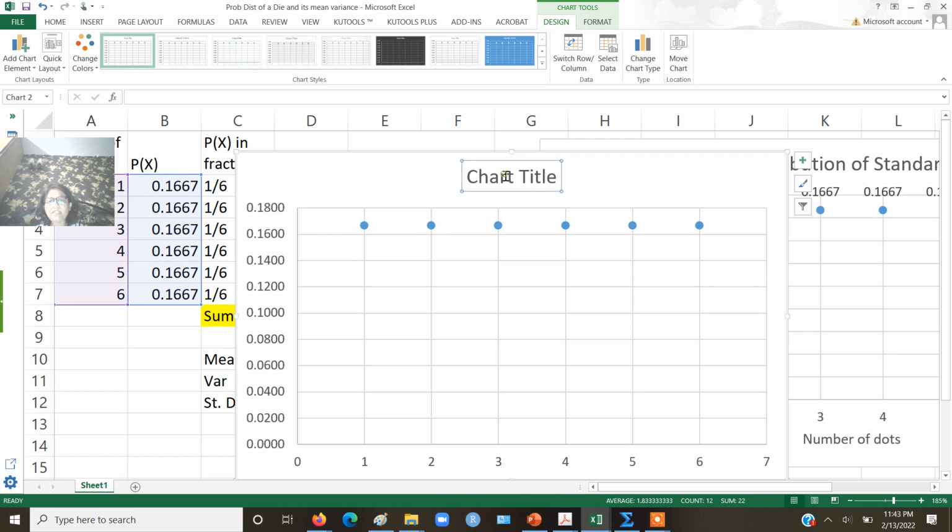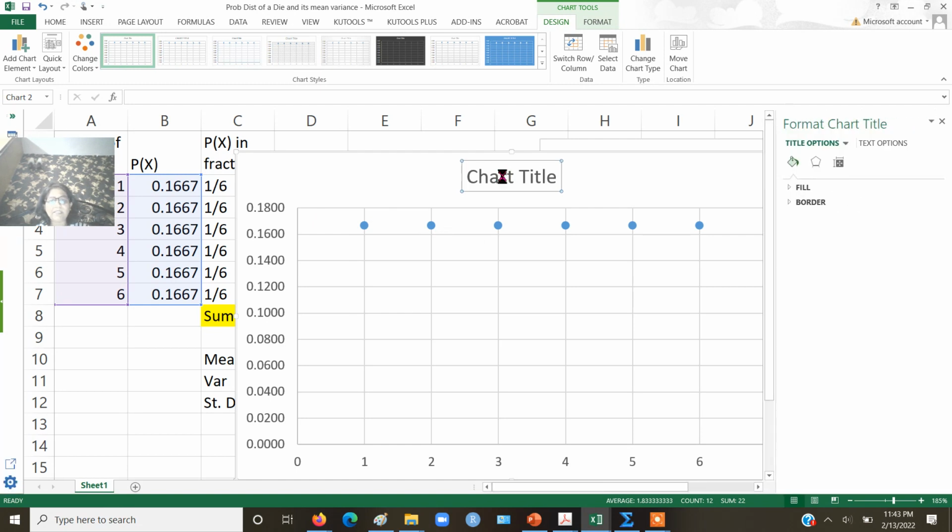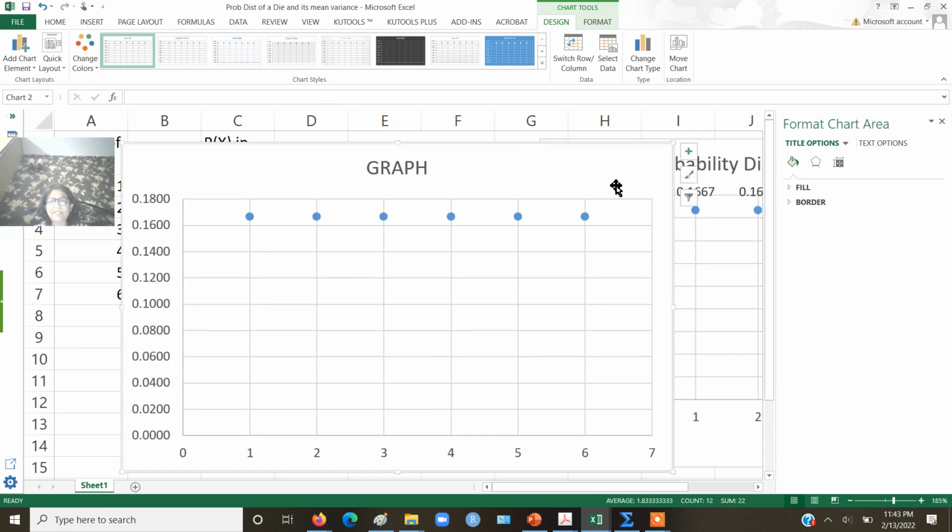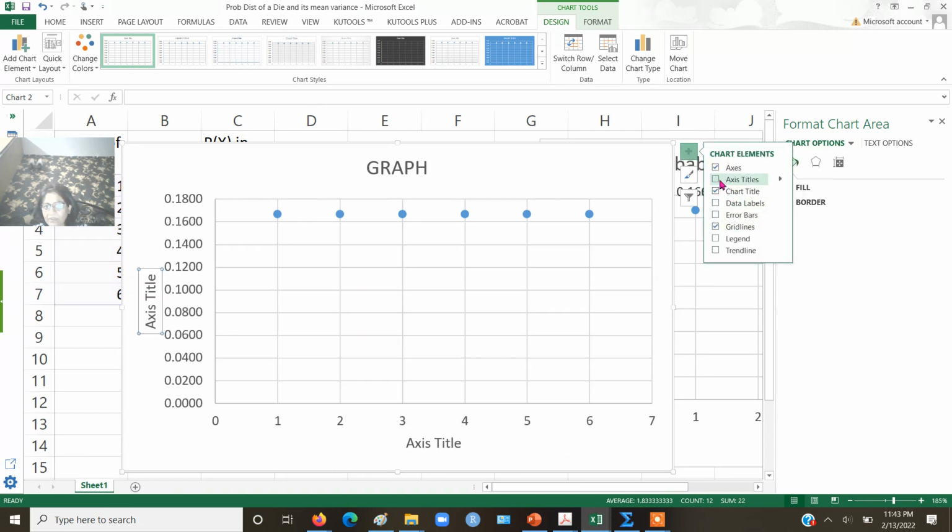So now you can easily add a chart title by double clicking here, and you can type here. By the way, I'm typing something here. You can type any title you want, and you can also label the axis. If you click on this plus sign, you can choose axis title, and if you click on data labels, you can see that these numbers appear.